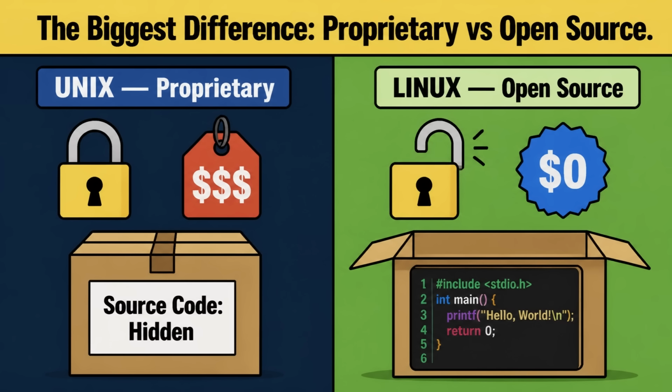Let's talk about the biggest difference between Unix and Linux, and that's ownership and cost. Unix is proprietary software. That means it's owned by a company, and you have to pay for a license to use it. The source code? You can't see it. You can't modify it. It's like a black box. Linux, on the other hand, is completely open source. The source code is publicly available. Anyone can read it, modify it, improve it, and distribute their own version. This single difference changed the entire trajectory of computing and opened the doors for millions of developers worldwide.